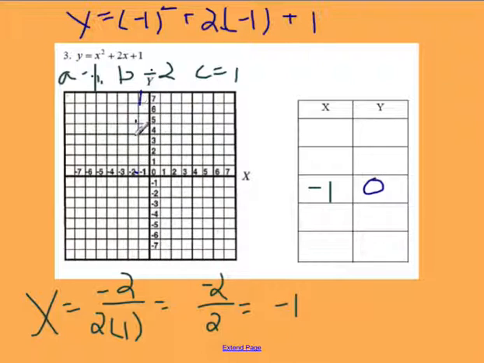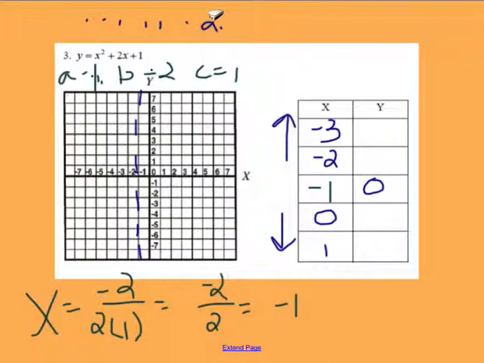And then I know through my vertex I have an axis of symmetry. So going this way, I'm going to go up, so I'm going to go 0, 1. Going this way, I'm going to go down, so I have negative 2, negative 3. And now I just need to plug in each of those to get my y value. So I'm going to go ahead and do that.